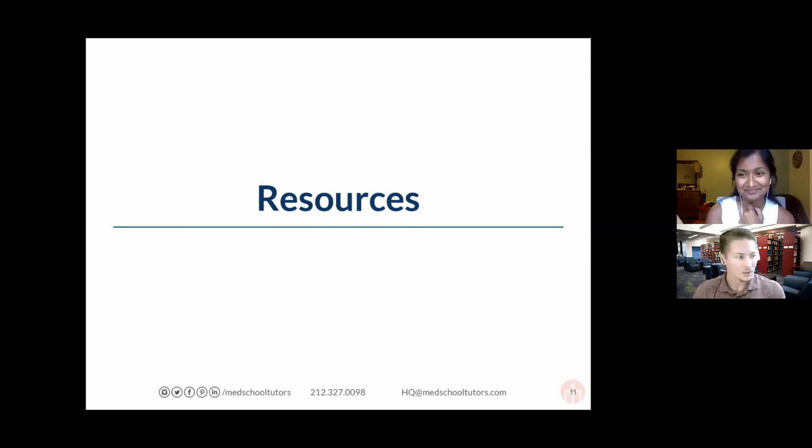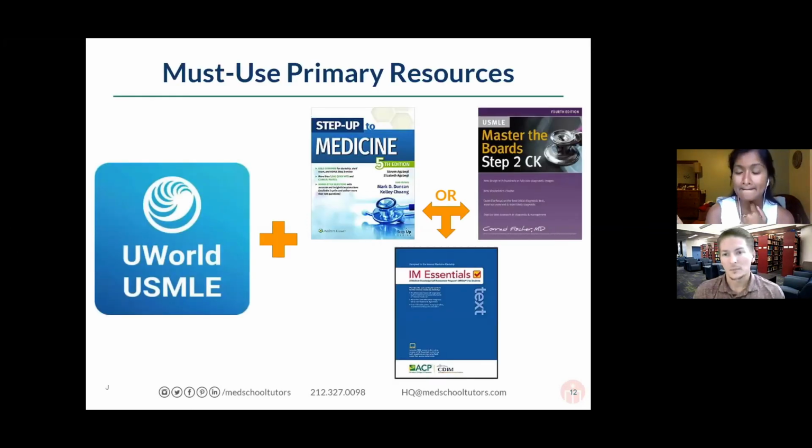So diving into our resources and talking about what we'll use here. The best and most important primary resources that we have to use fundamentally includes UWorld. We have to use UWorld. It is the best resource we have. We need a foundational question bank to work from.